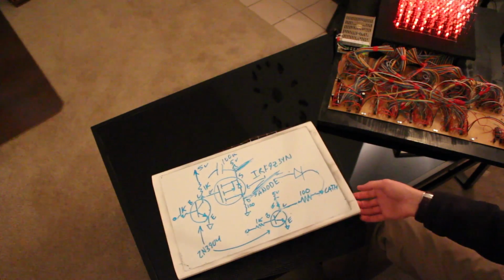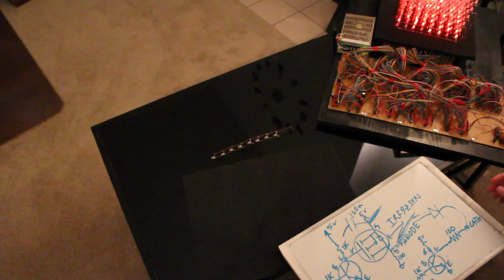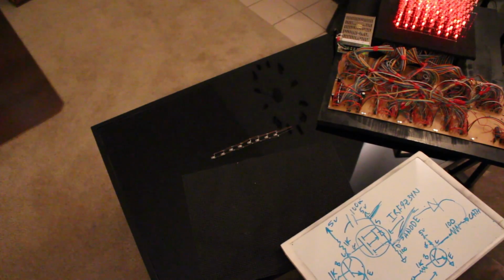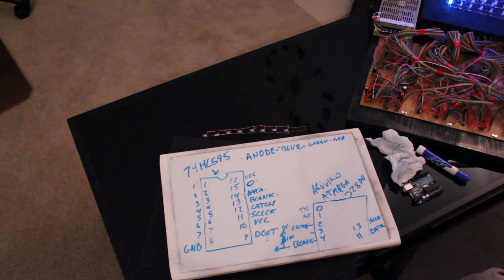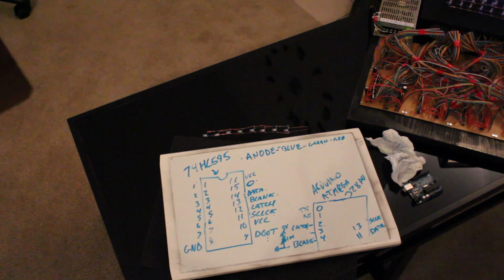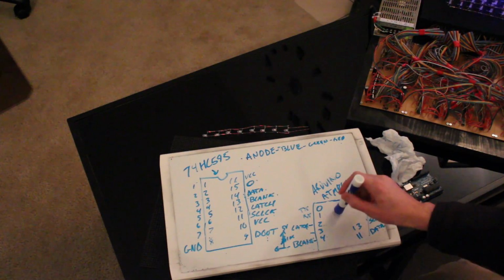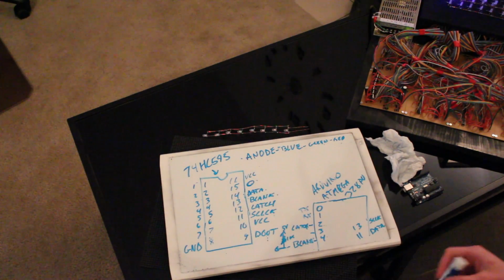It's that simple. So let me draw up the shift registers. Okay guys, we're at the home stretch here, so just a few more things to go over and then you're ready to build your own LED cube. So we have the Arduino here, and we have the shift registers here.